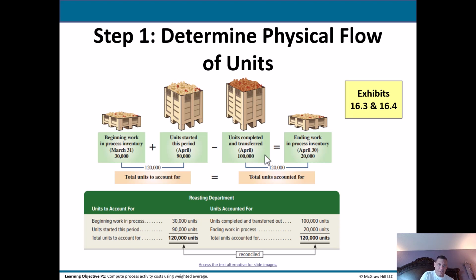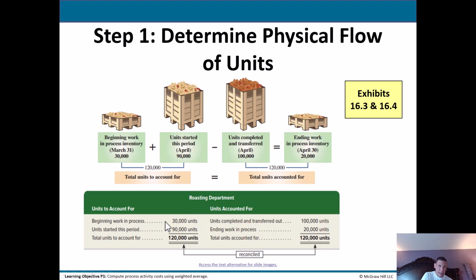All right, step one, determine the physical flow of units. The first thing I would say is look at what it says: total units to account for equals total units to account for. The idea here is that whatever units you had in the beginning, in this case 30,000, and whatever units you started this period, which is April, must equal the amount that you transfer out and the amount that you have left over. So the 120,000 between beginning inventory and units started during the period has to equal what was completed and transferred out during the period, 100,000 in this case, and what is left over, of course, 20,000. Down here it's the same thing, just a different way.